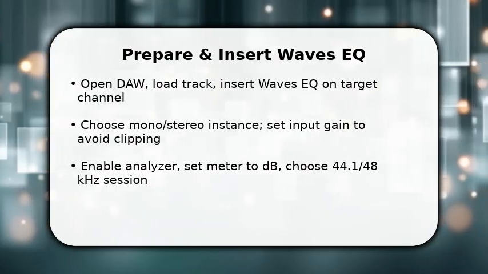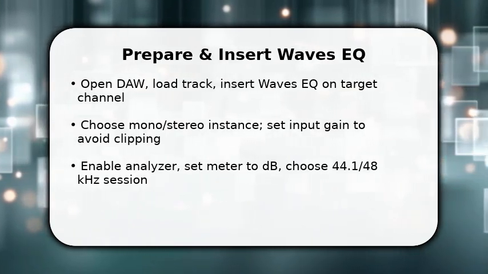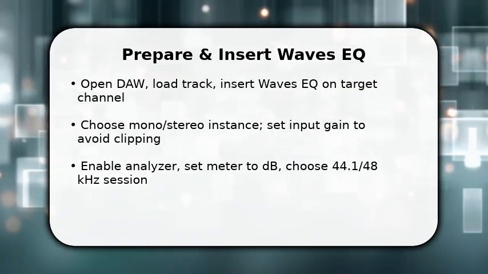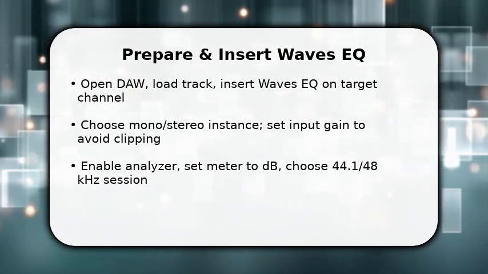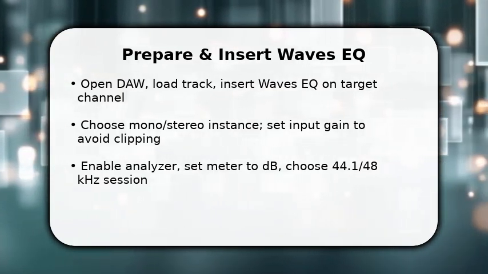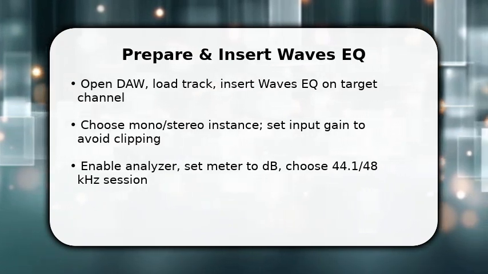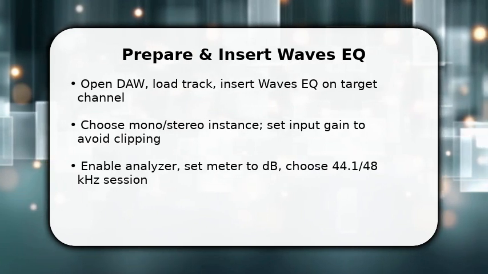You start by inserting WavesEQ on the channel you'll process. This is essential because the plugin acts on raw audio. Once inserted, set input gain so peaks don't clip and enable the real-time spectrum analyzer to visualize problem areas. Make sure the instance matches mono or stereo routing. Incorrect routing blurs corrective moves.